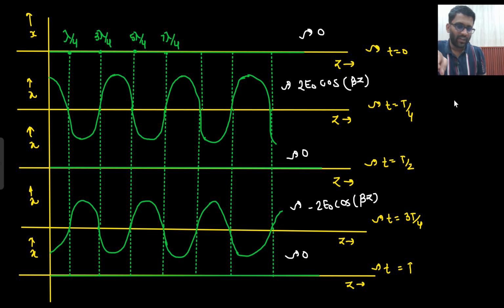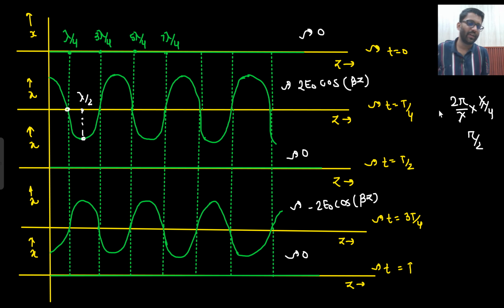So beta z, that means beta is 2 pi by lambda. So at lambda by 4, that means at pi by 2, cos pi by 2 is 0. So this will be lambda by 4, this will be 3 lambda by 4, this will be 5 lambda by 4. What will this be? This will be lambda by 2, because at lambda by 2 you will get minus 1. 2 pi by lambda into lambda by 2, that will be cos pi. Cos pi is minus 1. So you know how to draw the graph.